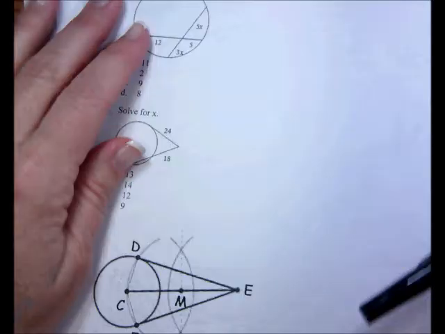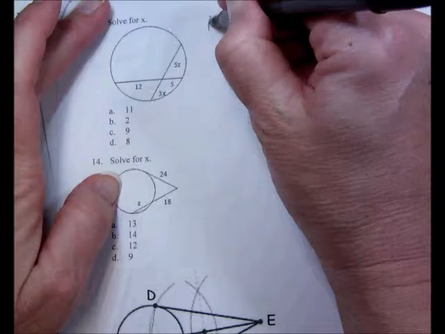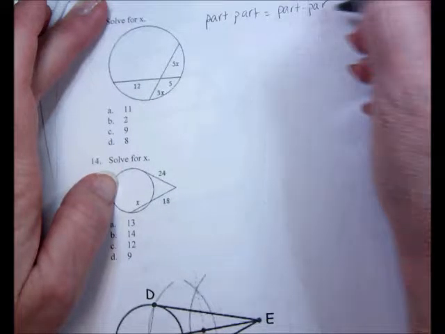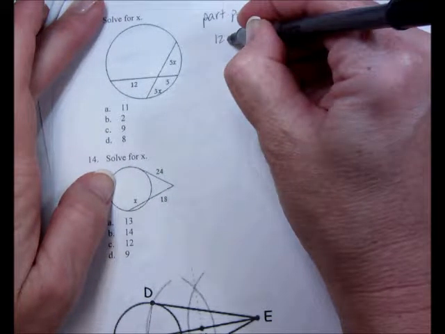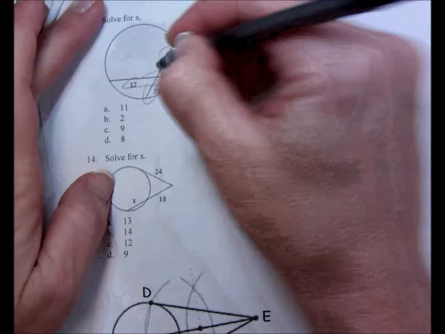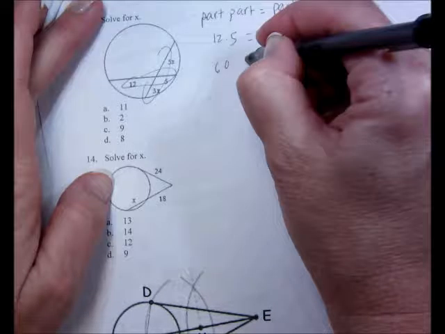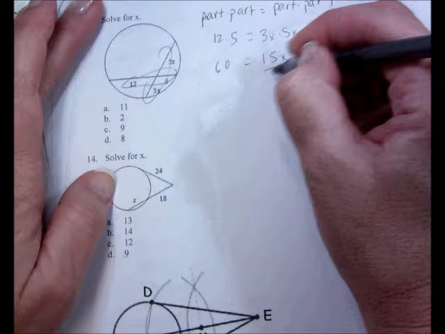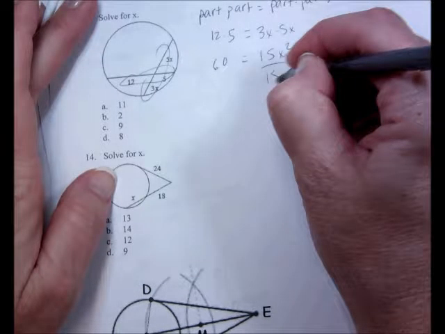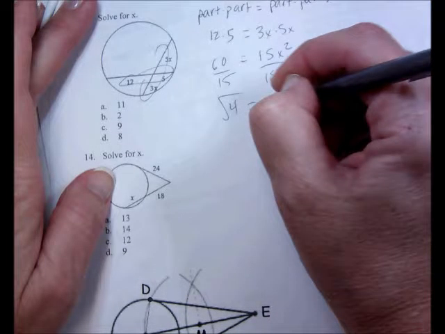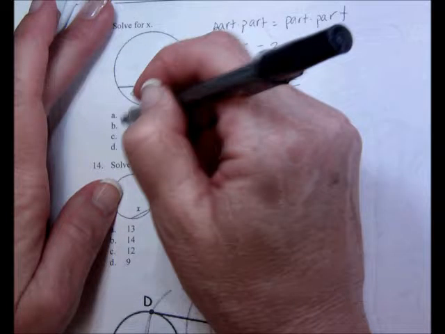Number 13 is a circle with two chords that intersect inside the circle, so it's part times part is equal to part times part. And so I have 12 times 5 is equal to 3x times 5x. So 60 is equal to 15x squared, because x times x is x squared, and divided by 15, x squared is equal to 4, and then take the square root, and x is equal to 2.